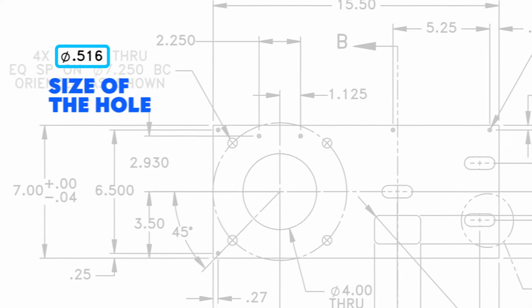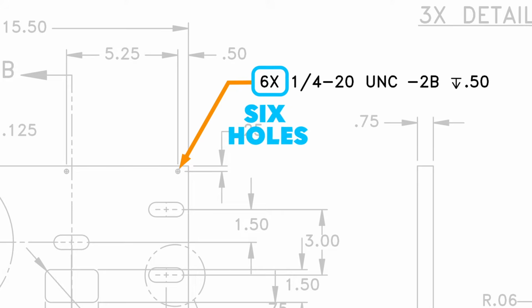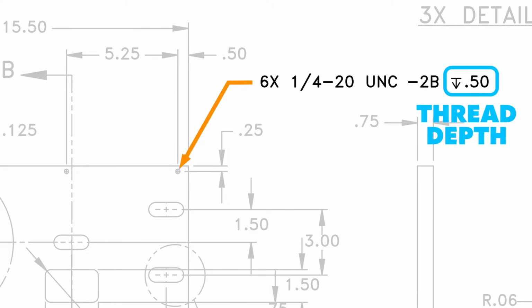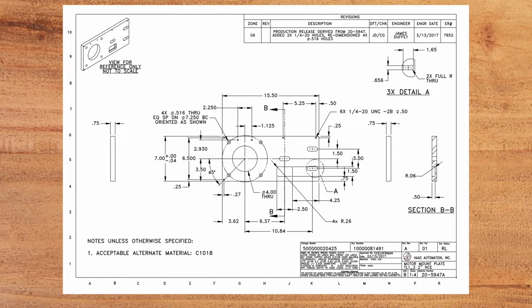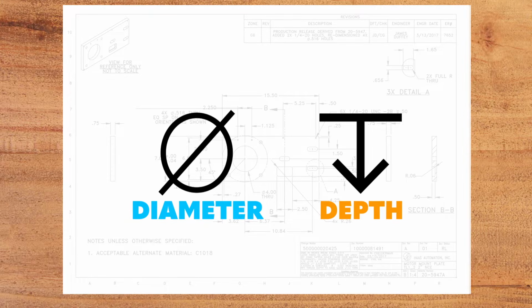Now if the hole is threaded or tapped, you will see a call out that looks like this. Here the drawing says that there are to be 6 holes, the thread is 1/4 and each thread is to go 0.50 inches deep. You've probably noticed a number of symbols that are most likely unfamiliar to you. This one here represents diameter, this one represents depth, and that's all we're going to cover right now.